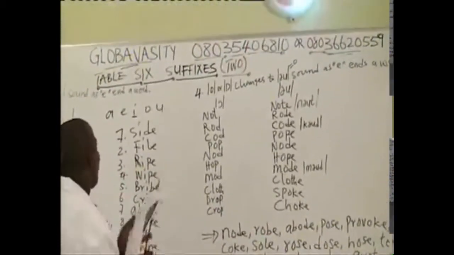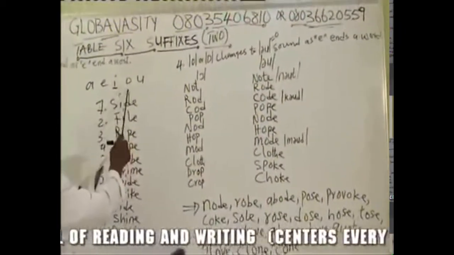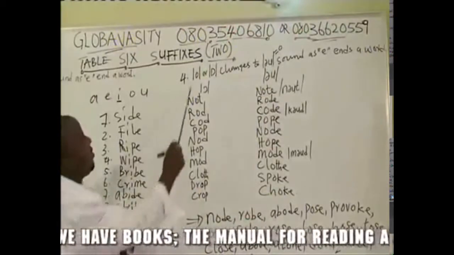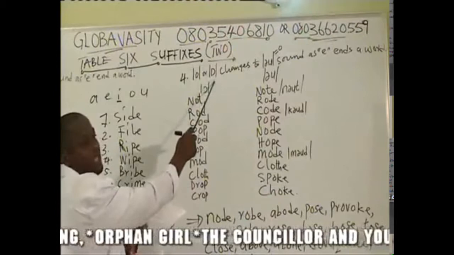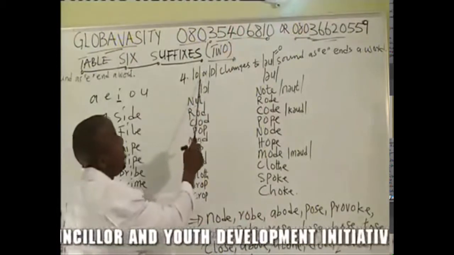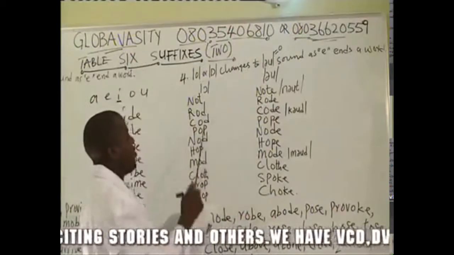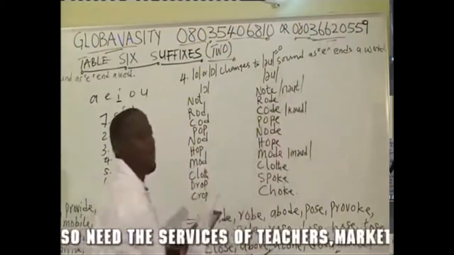Now, in that case, this is number 4. We want to talk about what happens to O when E ends a word. Is it clear? Now, look at this O. It is called O. Or sometimes they use this sign. So, this O changes to what? It will not sound as the normal O, but it will sound what? O, as E ends an English word.